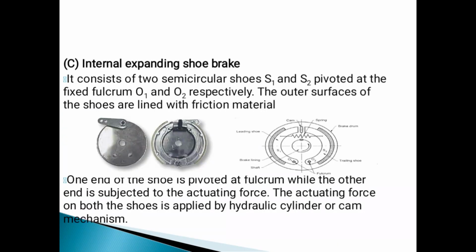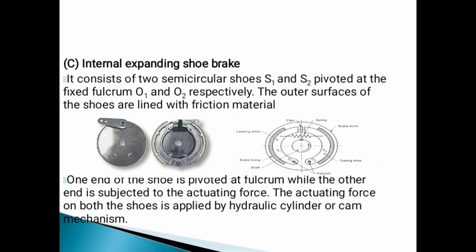The internal expanding shoe brake. This is one of the important brake types. It consists of two semicircular shoes S1 and S2 pivoted at the fixed fulcrums O1 and O2 as shown in the figure. The outer surfaces of the shoes are lined with friction material. One end of the shoe is pivoted at the fulcrum while the other end is subjected to the actuating force. The actuating force on both of the shoes is applied by a hydraulic cylinder or cam mechanism, which is shown in the figure.